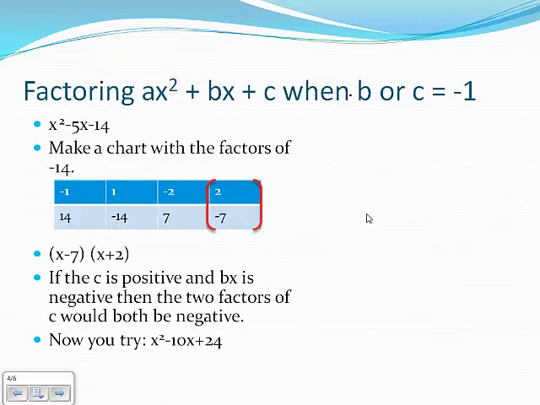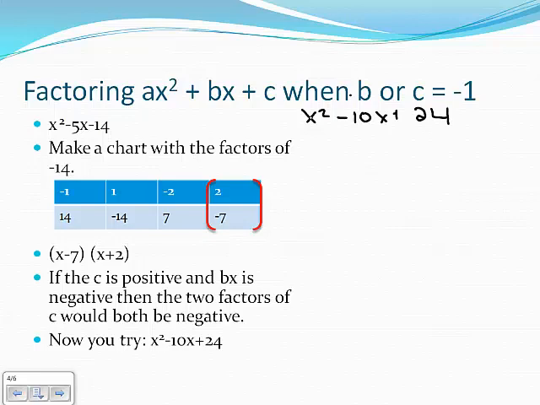Factoring ax squared plus bx plus c when b or c is equal to negative 1. For example, in the problem x squared minus 5x minus 14, make a chart with the factors of negative 14, which would be negative 1 and 14, 1 and negative 14, negative 2 and 7, 2 and negative 7. Plug them into the equation and you get (x minus 7) times (x plus 2). If c is positive and b of x is negative, then the two factors of c would both be negative.